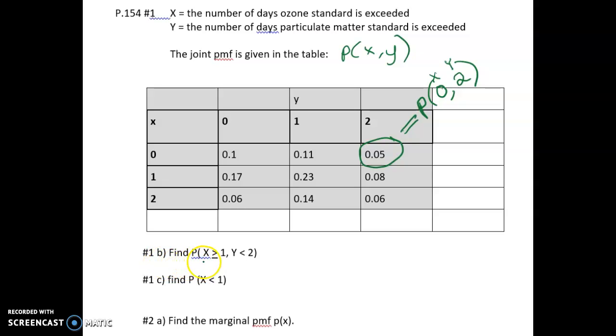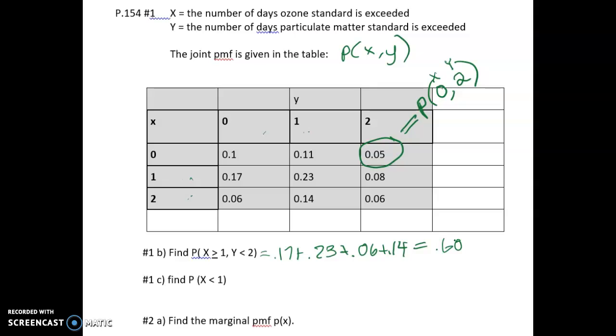So in 1b, we say what's the probability that X is greater than or equal to 1, but Y is less than 2. So just like in the single variable case, we're just going to add. X greater than or equal to 1 puts us in these two rows, right? And Y less than 2 puts me in these two columns. So I want to add up these values. So it's going to be 0.17 plus 0.23 plus 0.06 plus 0.14. Looks like that's 0.6.